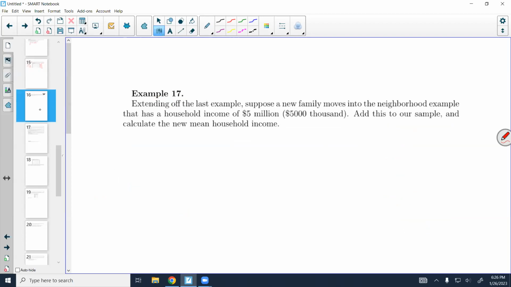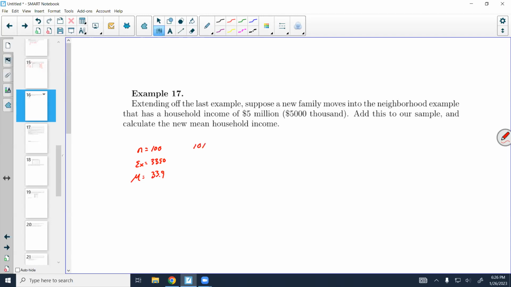So, extending off the last example, suppose a new family moves into the neighborhood that has a household income of 5 million, which is 5,000 thousands. Add this to our sample and calculate the new mean. So the old one had n is 100, sum of x's was 3390, mu was 33.9. Now the new one, we're adding one more person, so n equals 101.